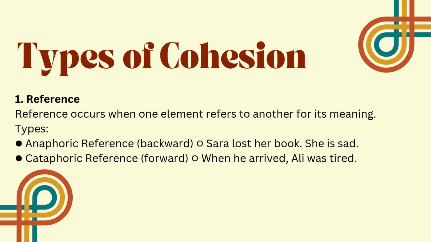Reference. So basically, reference occurs when one element refers to another for its meaning. There are two types of reference. The first one is anaphoric and the second one is cataphoric. Anaphoric means backward, referring to something mentioned earlier. You can see the example: Sarah lost her book. She is sad. Here she refers to Sarah. Another type is cataphoric. Cataphoric means forward, referring to something mentioned later. When he arrived, Ali was tired. He refers to Ali. So the basic purpose of reference is to avoid repetition.